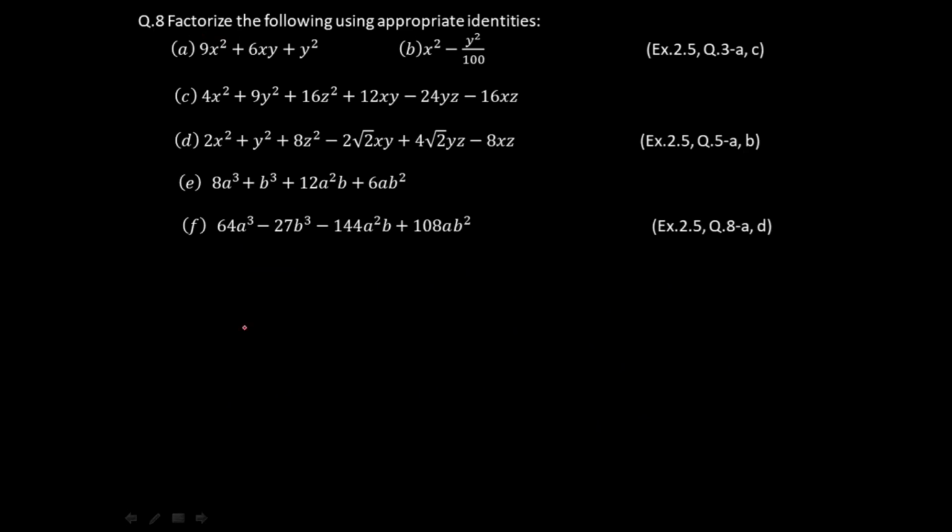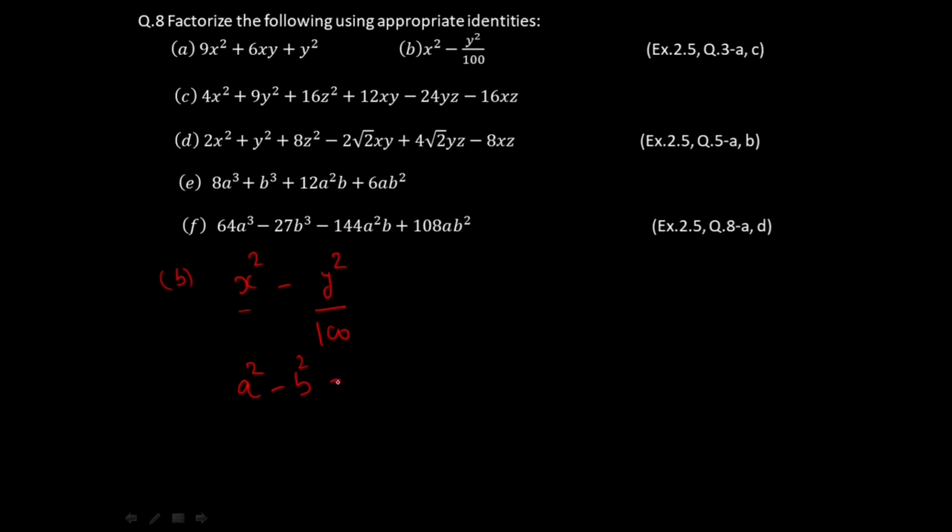Part B is x square minus y squared over 100. So in which identity are there two terms, first and second? First is positive and second is negative.